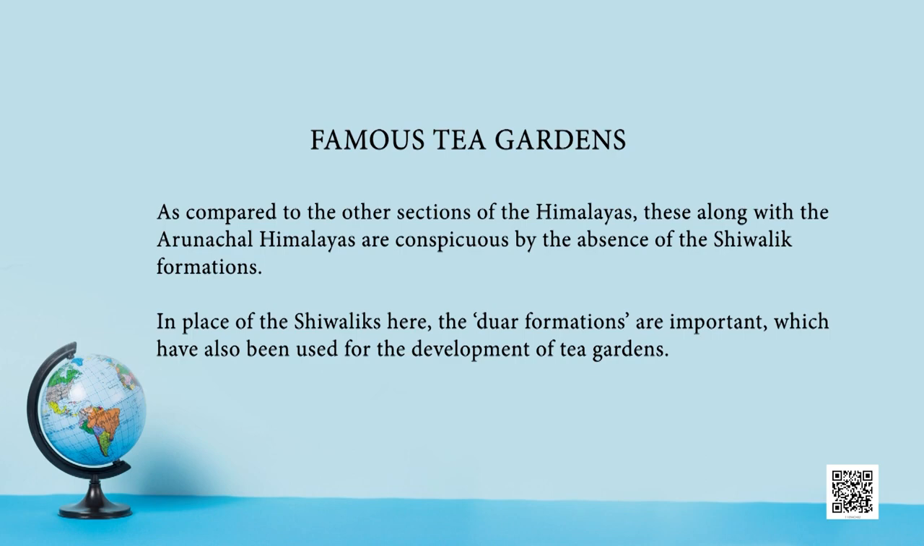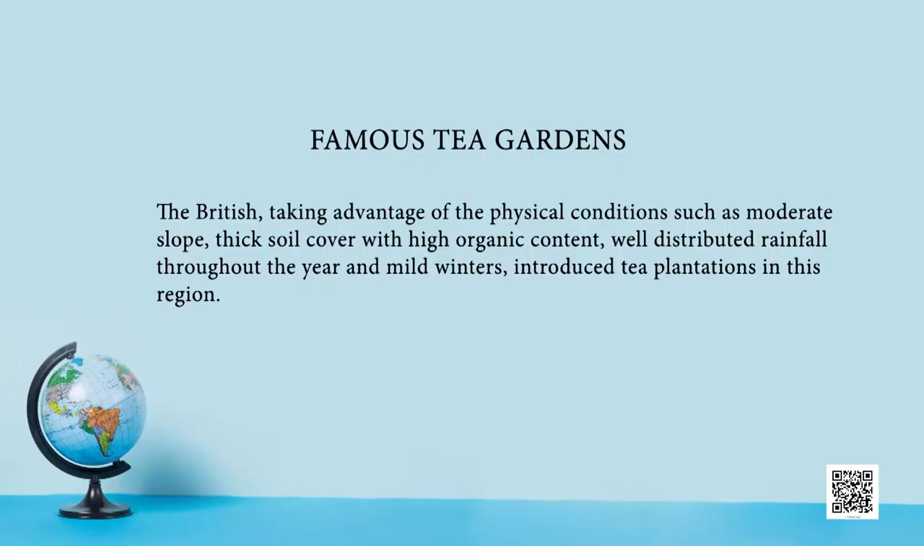In place of Shivaliks here, the Dwar formations are important, which have also been used for the development of tea gardens. The Britishers, especially in that particular region, developed tea gardens, taking advantage of the physical conditions such as moderate slope, thick soil cover with high organic content, well distributed rainfall throughout the year and mild winters. So, tea gardens were introduced for their favorable conditions. This region is also inhabited by certain tribal communities.